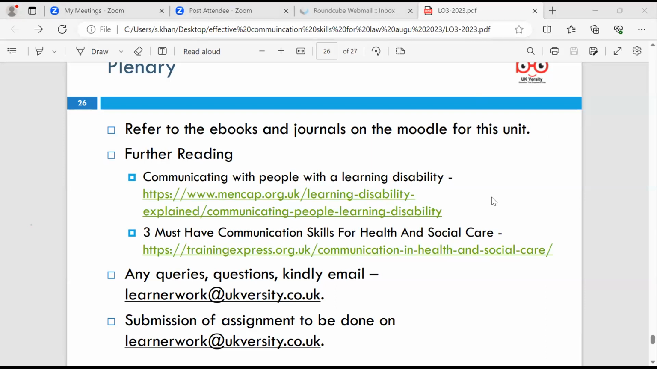If you go onto that module, you'll have any sort of ebooks and online books that you can use, any sort of journals to help you with the assignment, and any sort of further reading as well. So you'll have things like communicating with people with learning disability, Mencap. You'll have links on there. And then, if there are any questions, you can send them to LearnerWorks at UK Varsity.